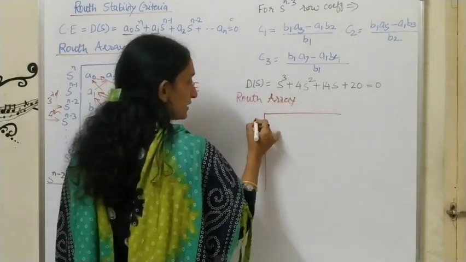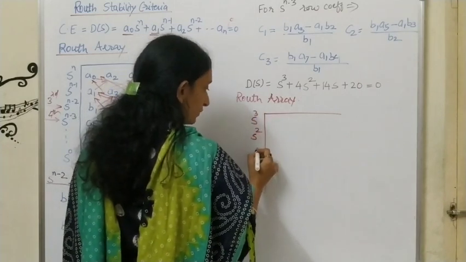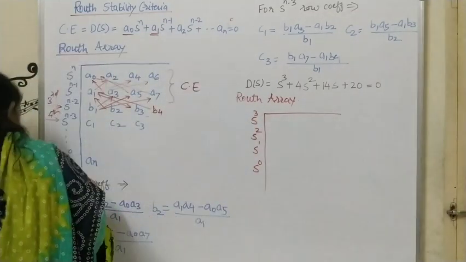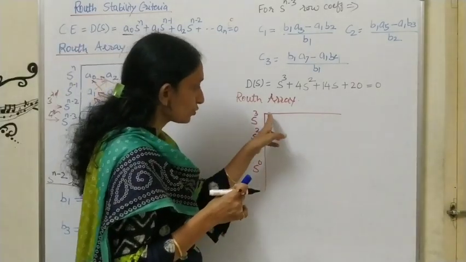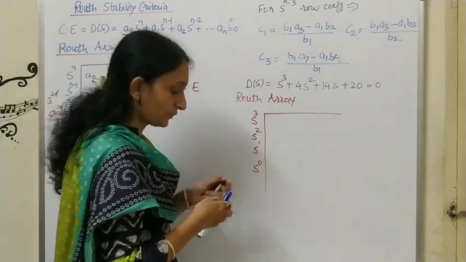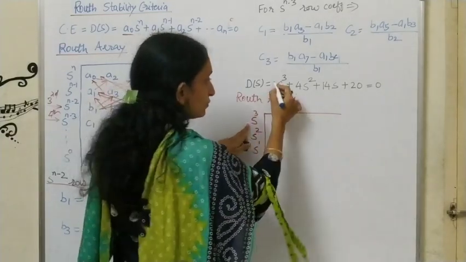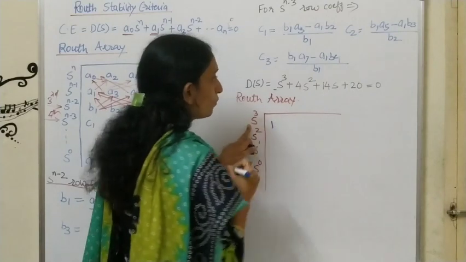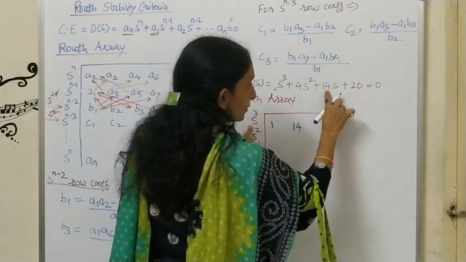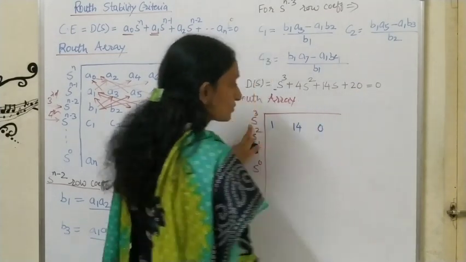From where will I start? I will start with the highest power of s. So s cube, s square, s raised to power 1, then s raised to power 0. The first two rows we obtain from the characteristic equation. I start with the coefficient of s cube, which is 1. Then we skip one term, so next is 14. After 14 we skip one term, and after 20 there is no term, so it will be 0.